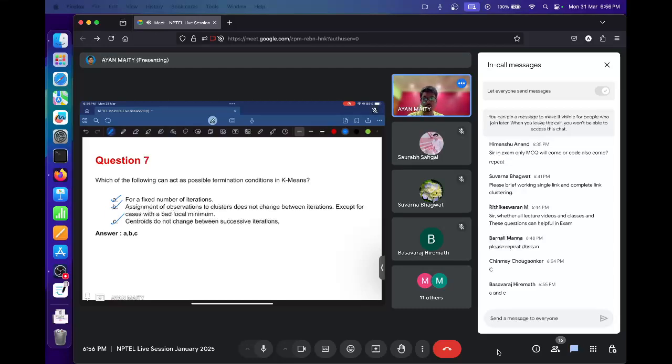And option C says that centroids do not change between successive iterations. So that is also one of the possible termination conditions, that if the cluster centroids do not change after a certain point of time, then you can terminate the k-means clustering algorithm, and the clusters have already converged if centroids do not change. So all three options are correct here.